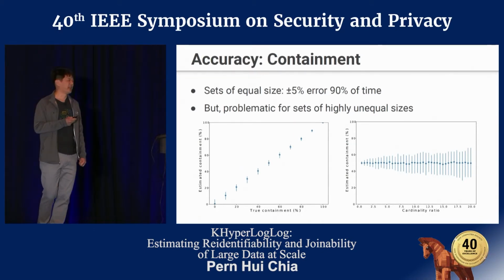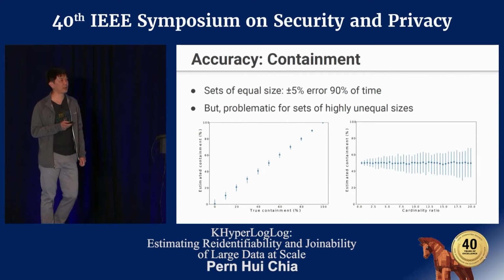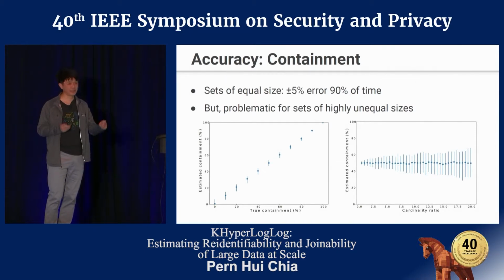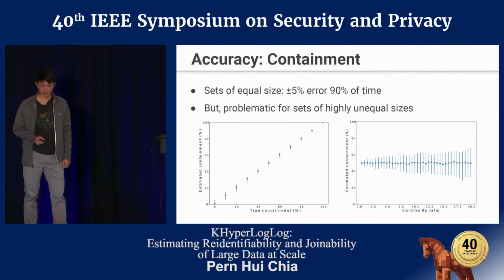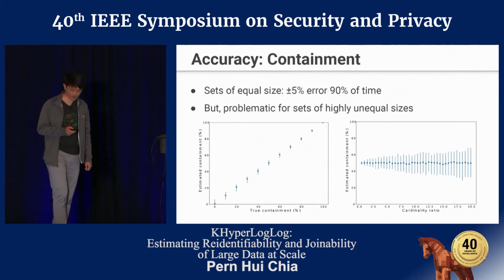We acknowledge that this is a limitation with the way we compute containment metrics, in that we estimate the size of the intersection by the inclusion-exclusion principle. But this is really an area that can use some improvement.